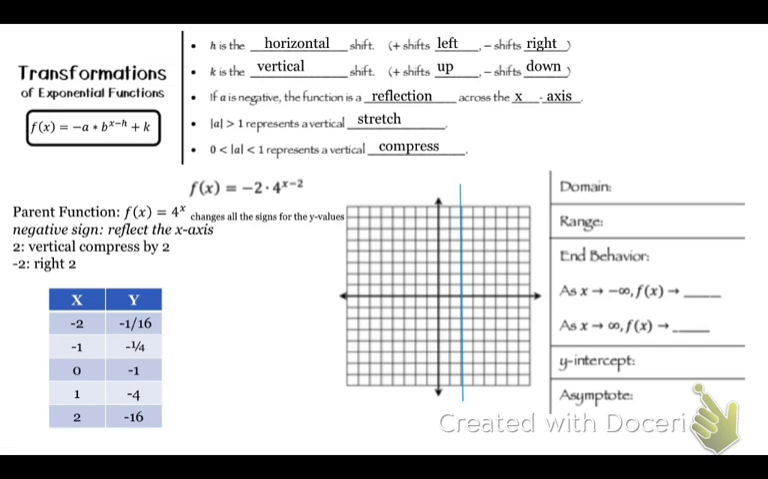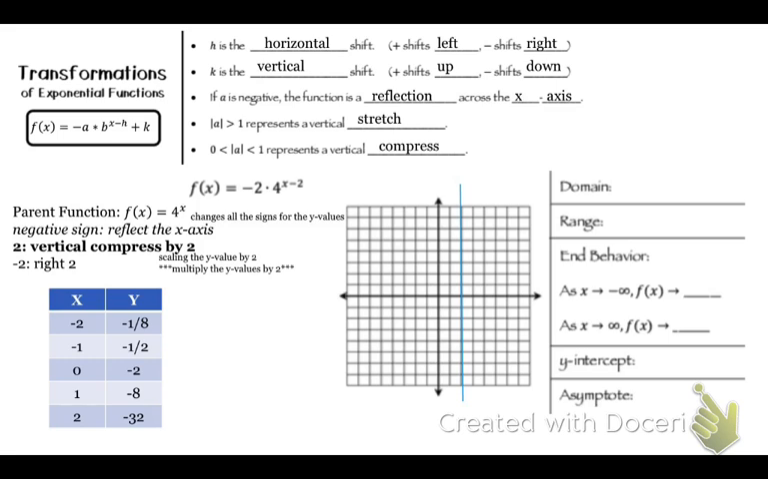We're also vertically stretching it by 2. So that means we're scaling the y values by 2. So we're going to have to multiply those all by 2. So instead of being 1/16, it's 1/8. Instead of 1/4, it's 1/2. Instead of negative 1, it's negative 2, negative 8, and negative 32.